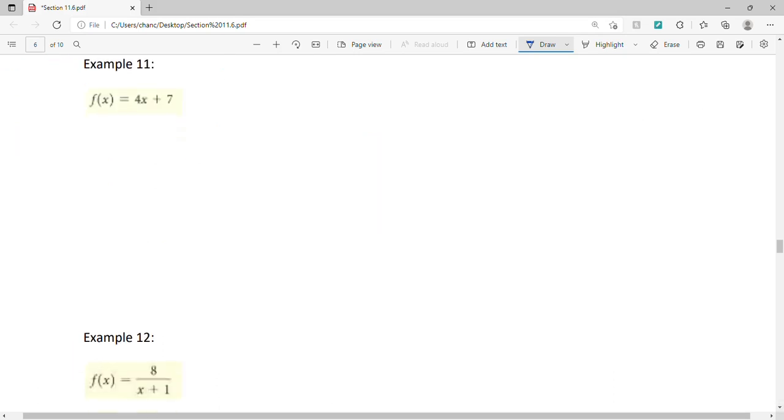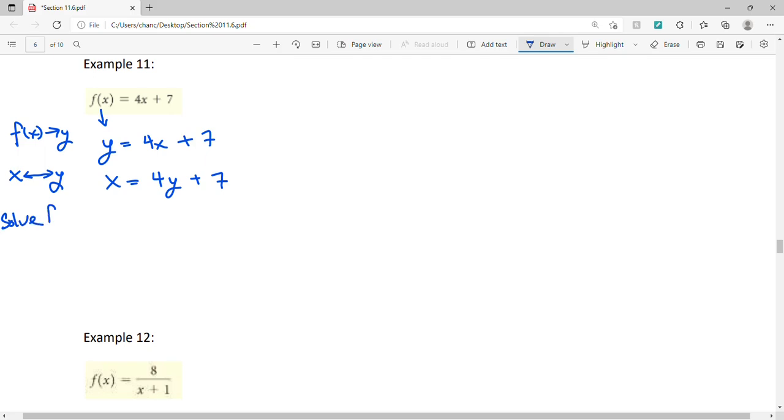Example 11. Again, we're going to assume this is 1 to 1. So the next step after that is to replace f of x with y. And this becomes y equals 4x plus 7. After you do that, you're going to swap the letters. Just switch them around. Y is replaced with x, and x is replaced with y. After you do that, you're going to have to solve for y.